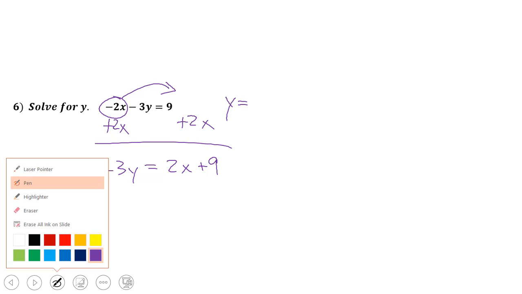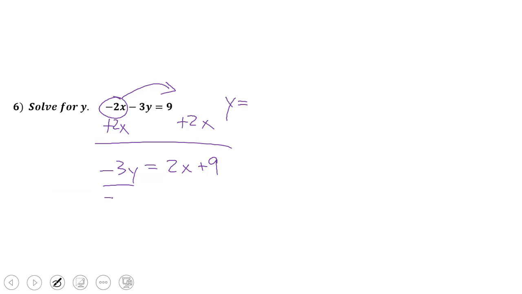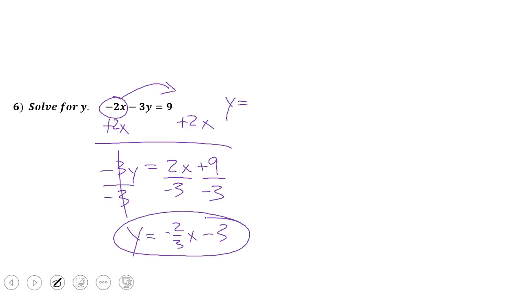I recognize I have to get rid of the negative 3, so I divide by a negative 3, every single term on both sides of the equal sign. So a negative 3 divided by a negative 3 is 1 times y, which is y. 2 divided by a negative 3 is negative 2/3 x. And 9 divided by a negative 3 is negative 3.